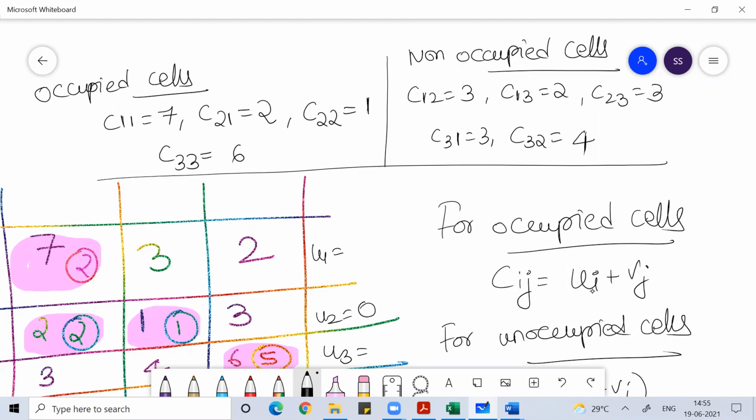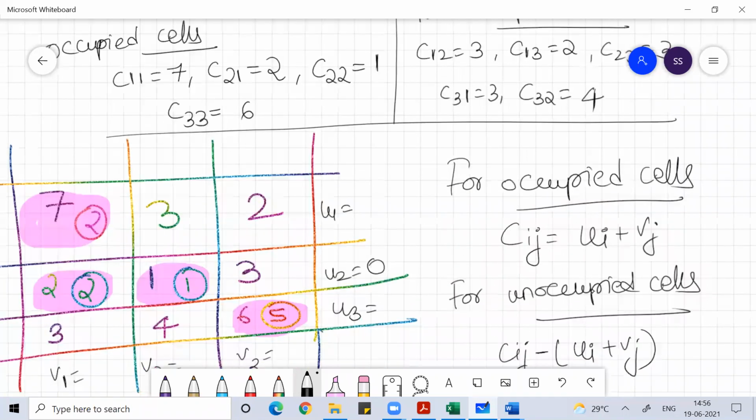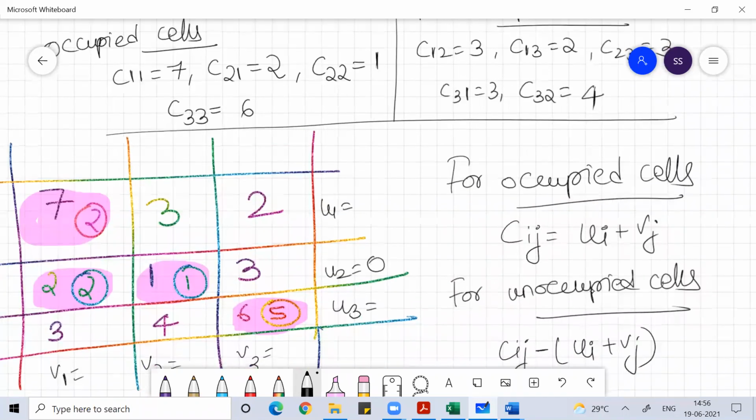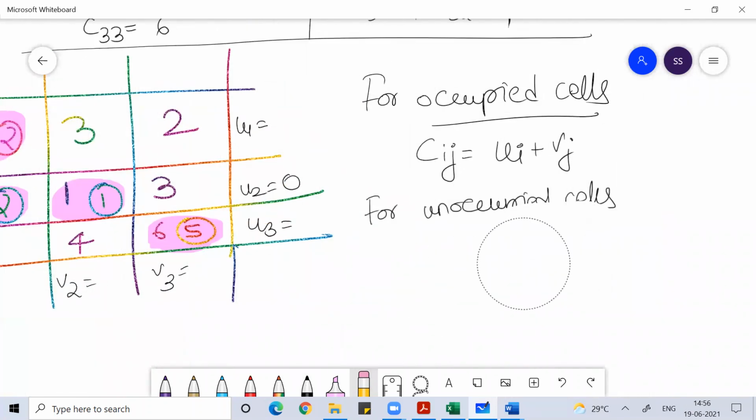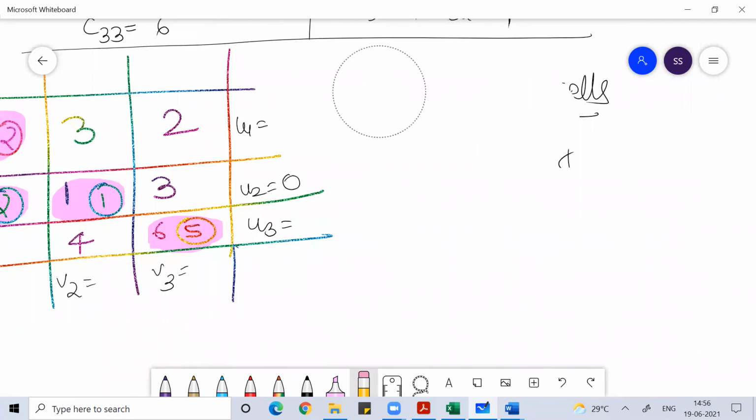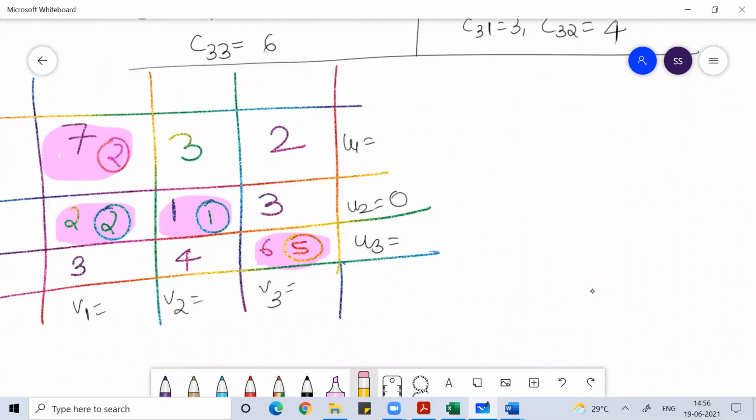Once you get that, now I'll focus only on the occupied cell. So first we'll focus on the occupied cell, and what we try to do, guys, by focusing on the occupied cell is to determine the values of U1, U2, U3, V1, V2, V3. I'll try to find their values.